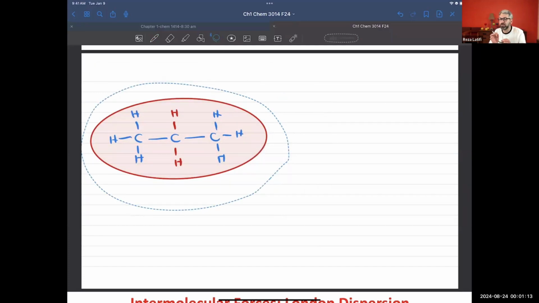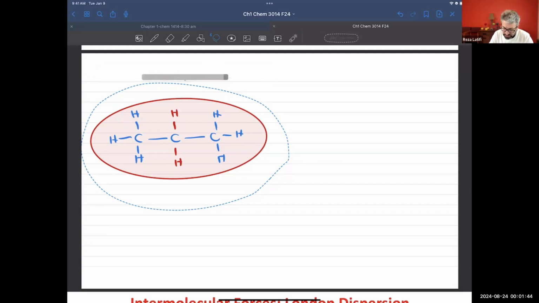Or, you know what, for a really short time, the electrons somehow move to one side of the molecule. In that case, you will have positive and negative poles. So either because of the collision or really in a short time, electrons move to one side. It doesn't matter which side.